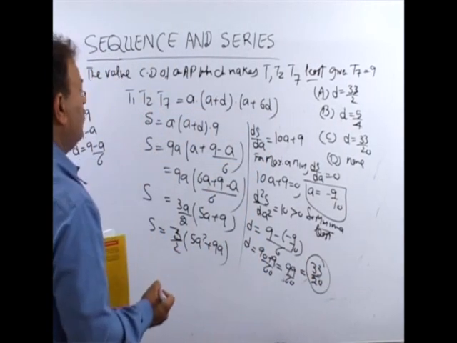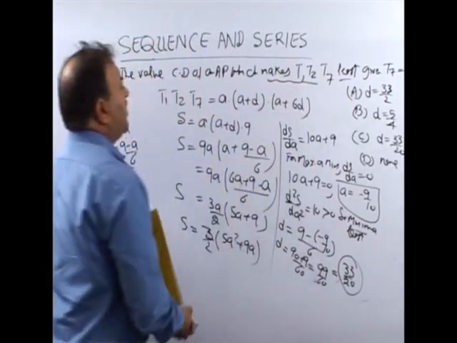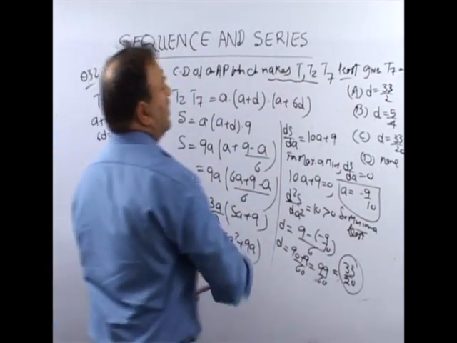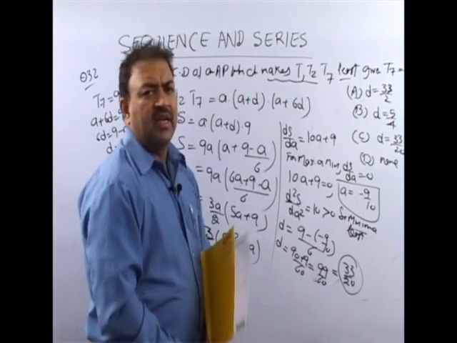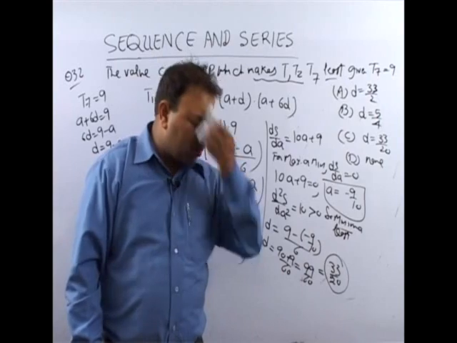Again check it out. We started from here. When they have given that the product T1, T2, T7 is least, it should always strike your mind that maxima and minima will be used over here.